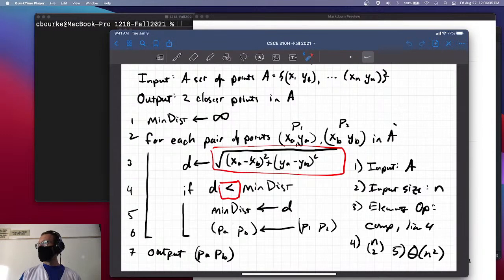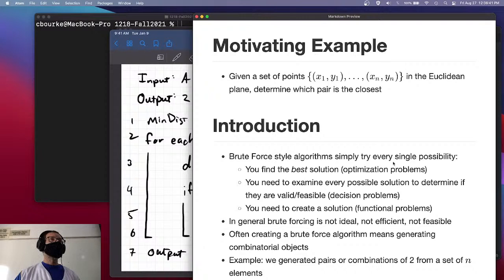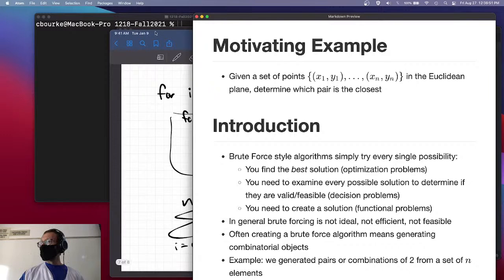All right. So we need to generate combinatorial objects. What I want to do is take what we've already done, generating combinations of size 2, and generalize that. Okay, so let me go over here to my GoodNotes.